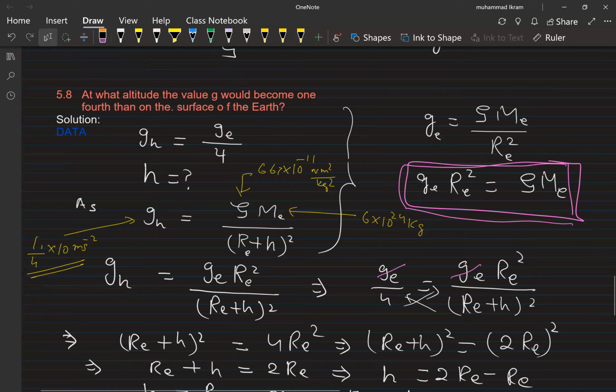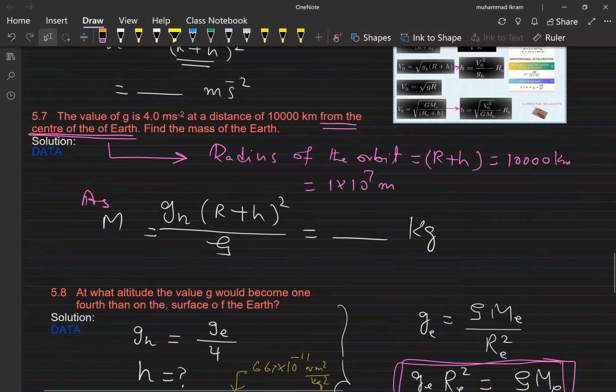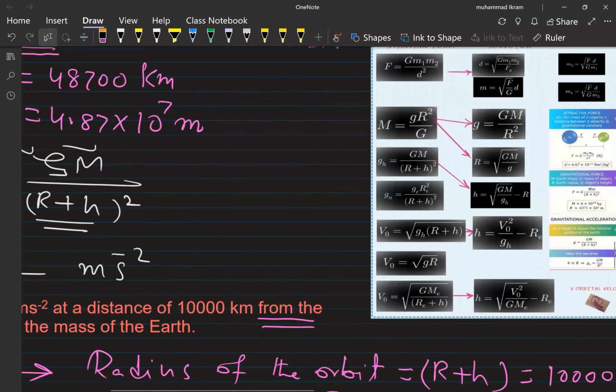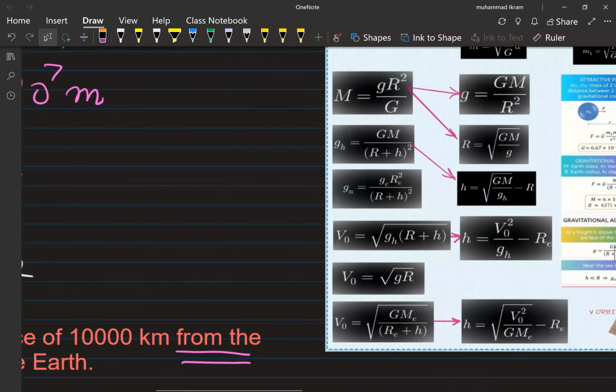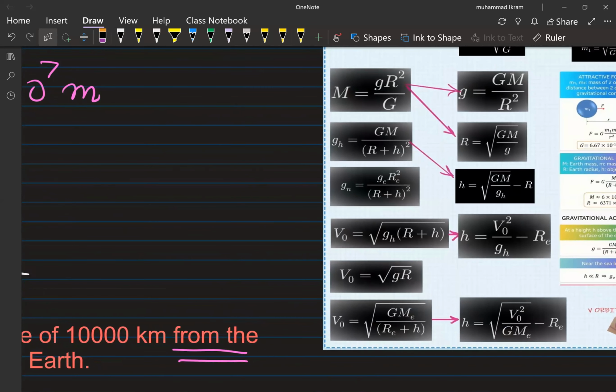This formula, let me show you in a formula list like this one. As I have solved for height h in this formula also, you just look for the height somewhere here. The formula for the height is equal to the square root of GM divided by g_h, minus R.